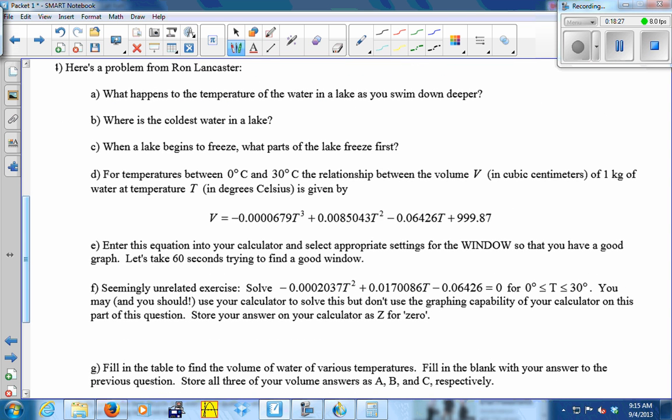Here's kind of an interesting sciencey thing. Maybe some of you will know where this is headed. So what happens to the temperature of the water in a lake as you swim deeper? It gets colder.